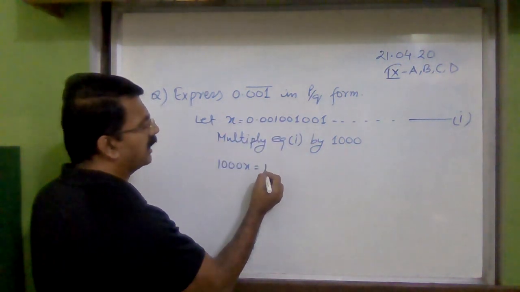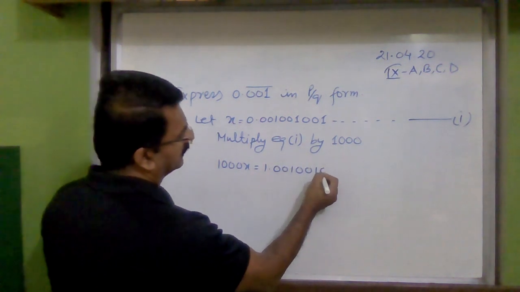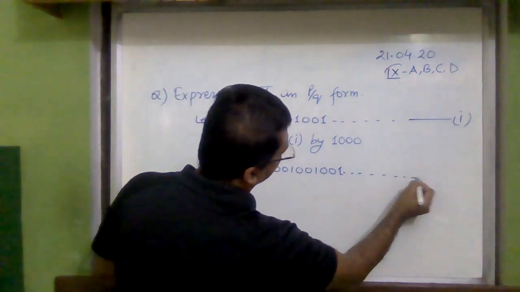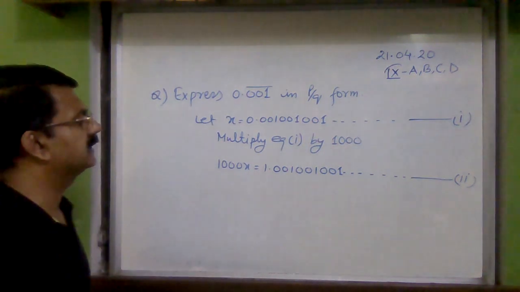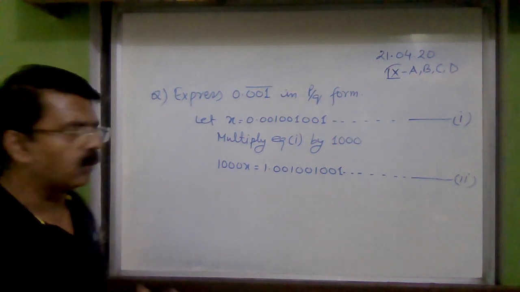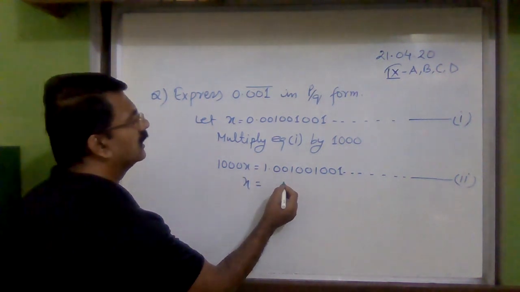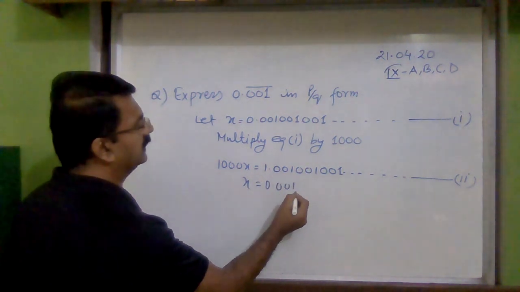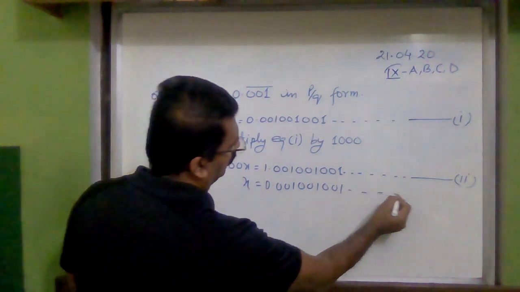right, so it will be 1.001, then 001, then 001, and so on. This is your equation number 2. Now from equation number 2, simply you subtract equation number 1. That means x is equal to 0.001, then 001, 001, and so on.